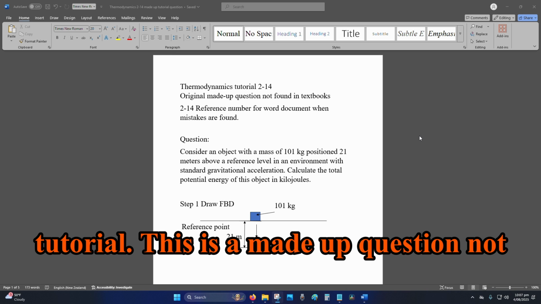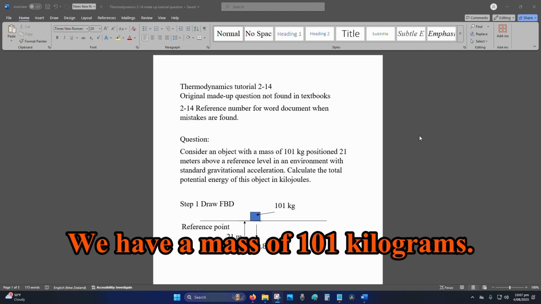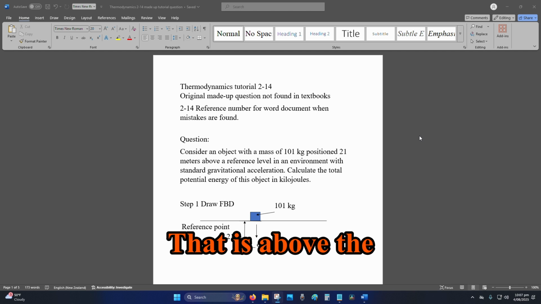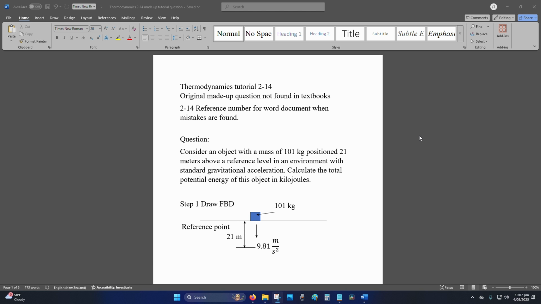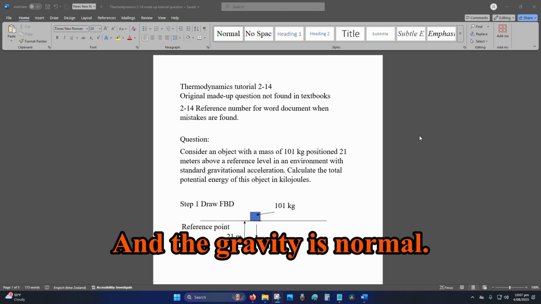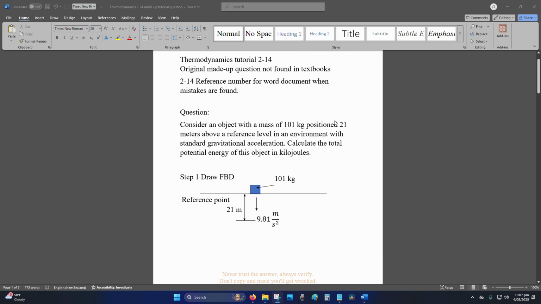This is a made-up question not found in your textbooks. We have a mass of 101 kilograms that is above the reference point, 21 meters, and the gravity is normal. We want to find the potential energy.